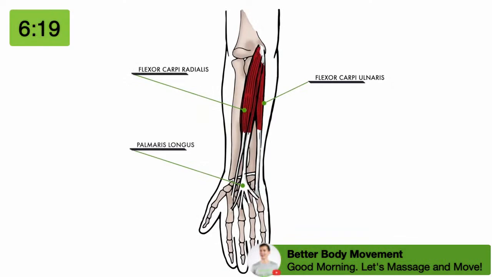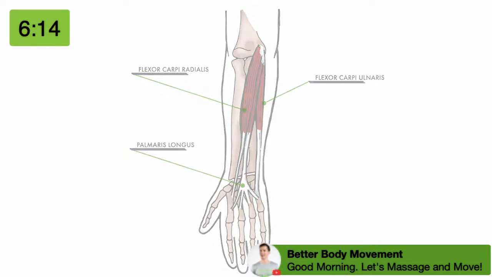The next group of muscle tissue that creates more pressure on the carpals as well is on the inside of the forearm. These are called the flexor carpi radialis and ulnaris and palmaris longus.